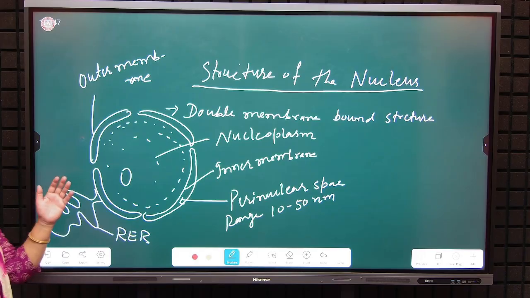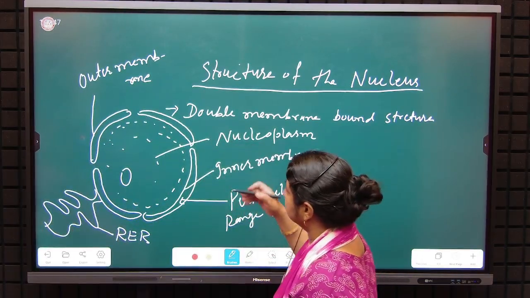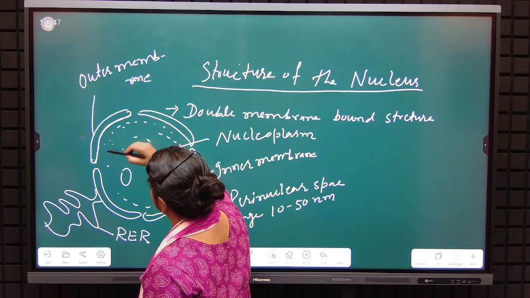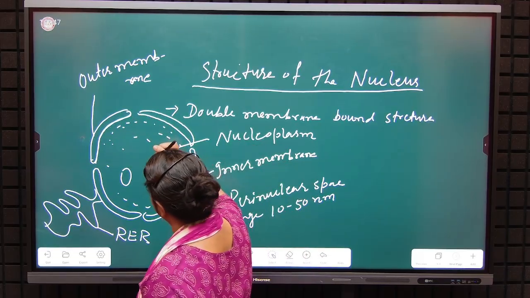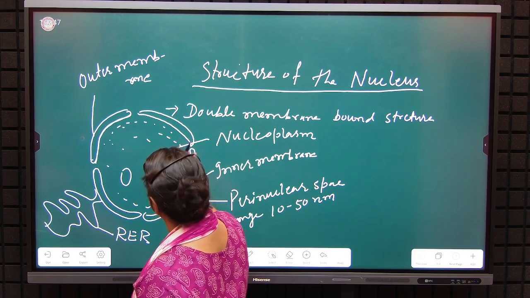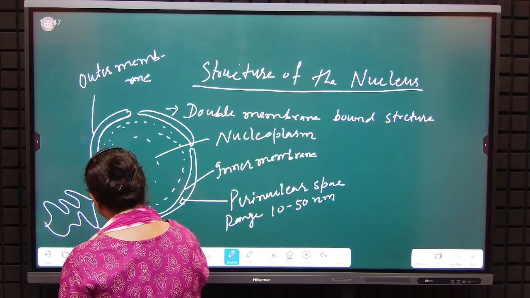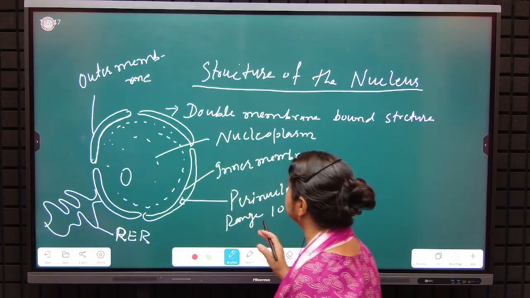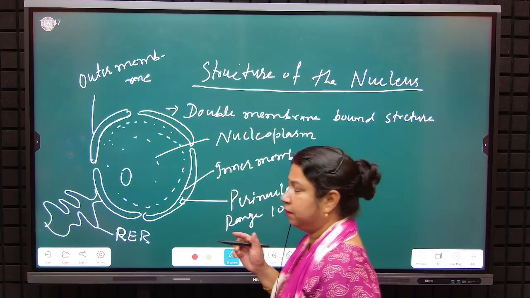ATS ribosomes are attached to this outer surface, and the inner membrane is known as the nuclear lamina. This supports the structure of the nucleus, and it is plain, not rough. The rough endoplasmic reticulum is called rough as the ribosomes are attached to its surface, and it helps in protein synthesis.